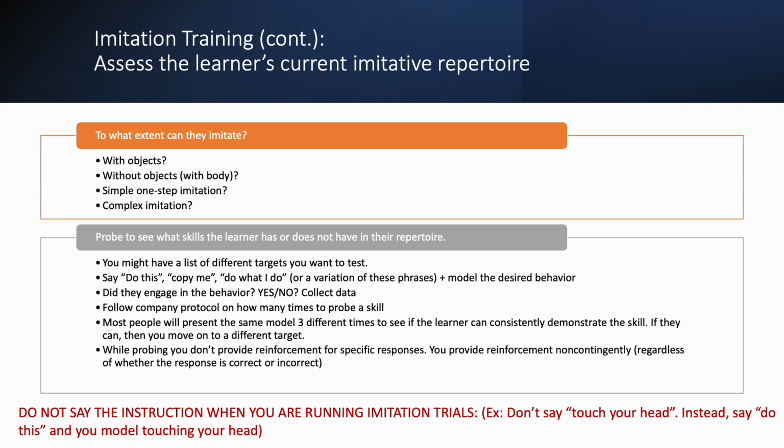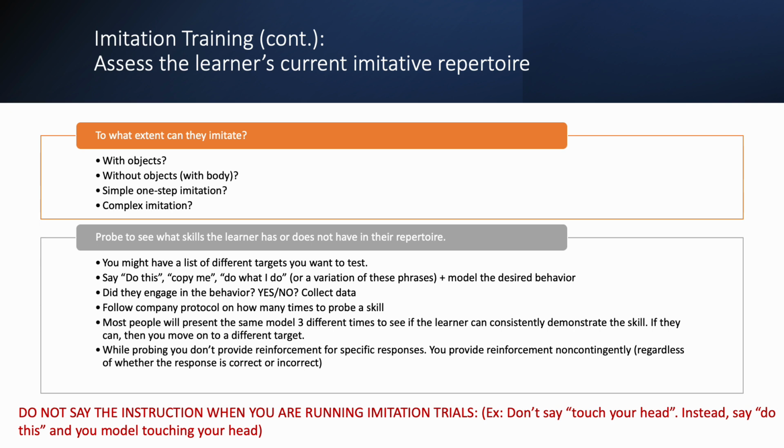So let's say now you have figured out the proper placement for your learner. You figured out to what extent they can imitate, and you know that you want to work on one-step imitation. You want to then go ahead and probe. And by probe, I mean test. That's what I mean by test. It's like a little pre-test of some sort.